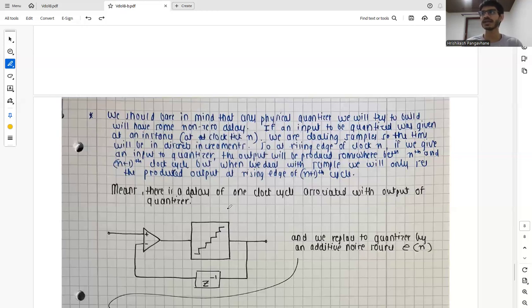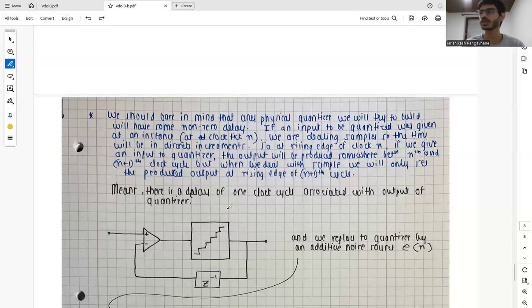But when we are dealing with samples and not a continuous signal, we will only see the produced output at the rising edge of the n plus 1th cycle, because the nth cycle is gone now due to the delay. We are not in the continuous domain. So anyway, we'll see the output at the rising edge of the n plus 1th cycle, right? So this means there is a delay of 1 clock cycle associated with the output of the quantizer.